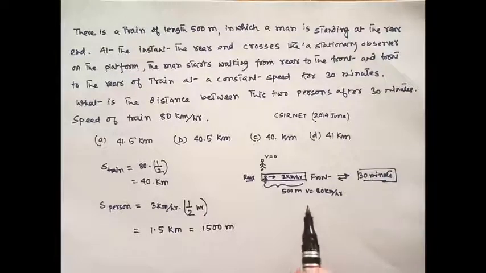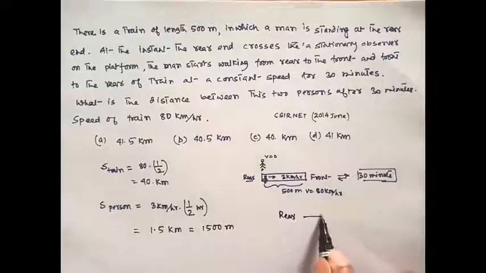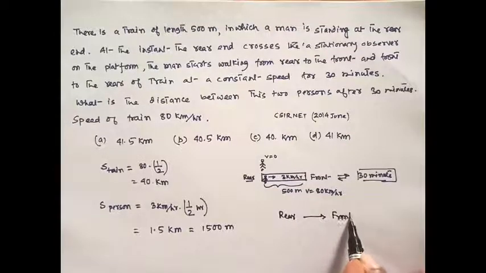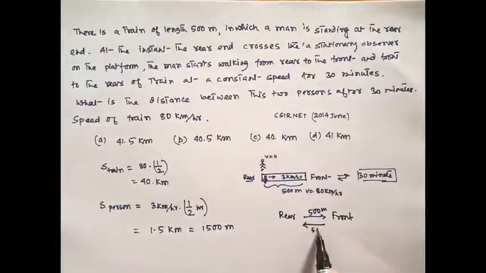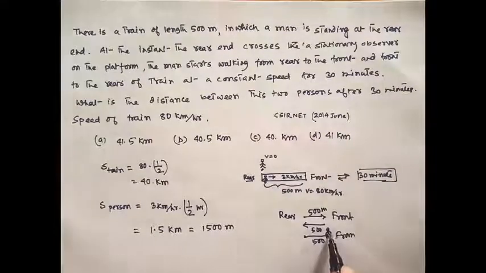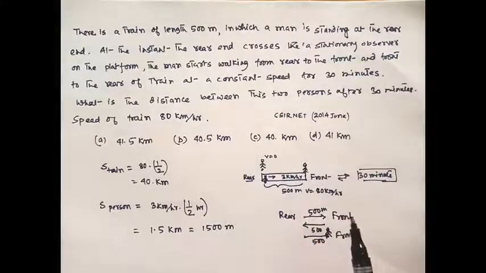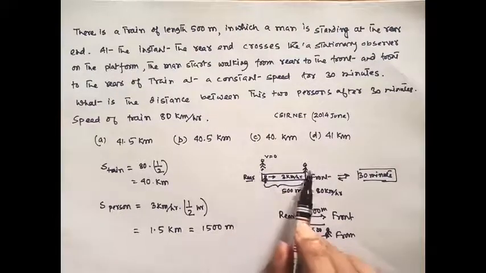So the person will go first from rear to front for 500 meter. Again he will come 500 meter from front to rear. Again from this point he will travel 500 meter to the front. So at the end of 30 minutes, the person is at the front point of the train. So what will be the distance between this stationary person and this person?